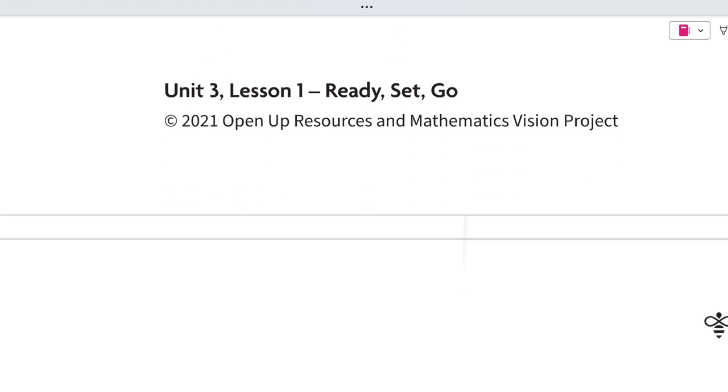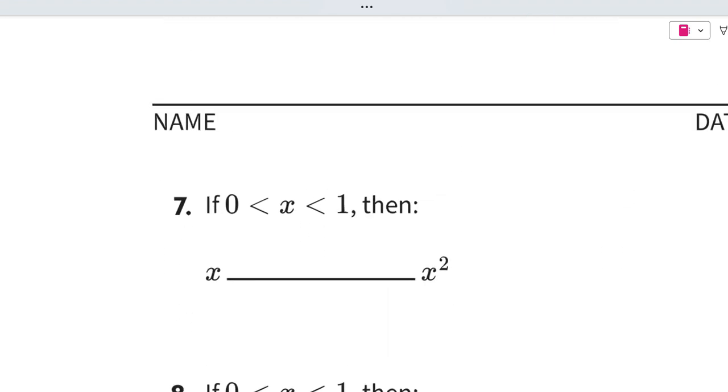Okay, and let's go down to problem 7. So here we're actually now looking at values between 0 and 1. So this makes the big difference. So we have y equals x, or just x and x squared. But I'm going to graph y equals x.